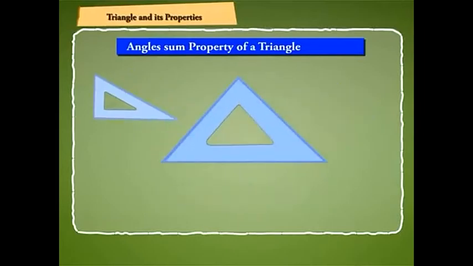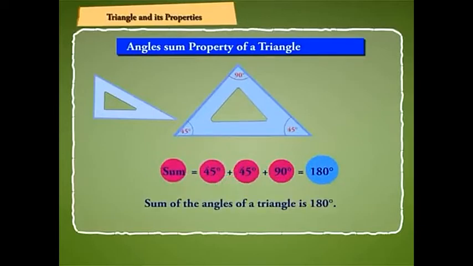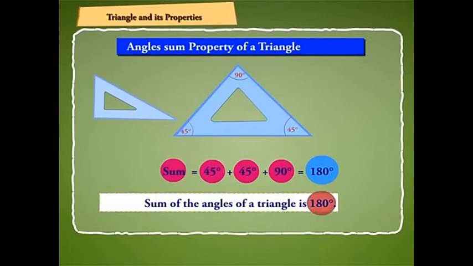The second set square has angles 45 degree, 45 degree, 90 degree. Their sum is equal to 45 degree plus 45 degree plus 90 degree is equal to 180 degree. In each case, we see that the sum of the angles of a triangular figure is 180 degree. Hence, we can say that the sum of the angles of a triangle is 180 degree.